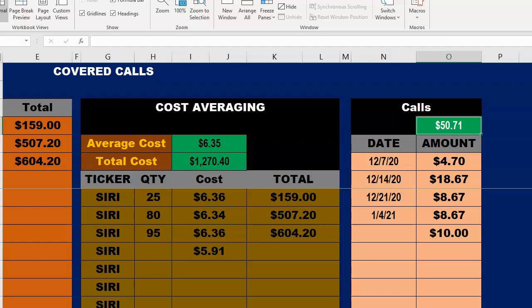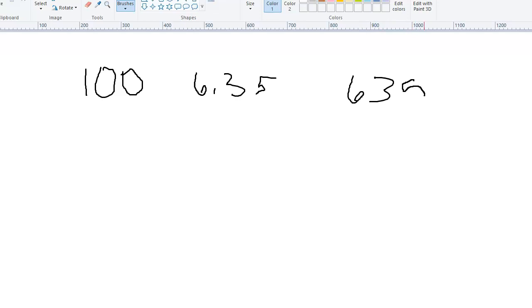Let me explain this. I've had this question come up, and that's why I want to explain it. So if you had 100 shares and you bought those 100 shares at $6.35, right? You paid a total of $635 for those shares. Now, if you sell the $6 call, that means you're selling 100 shares at $6. It doesn't matter.